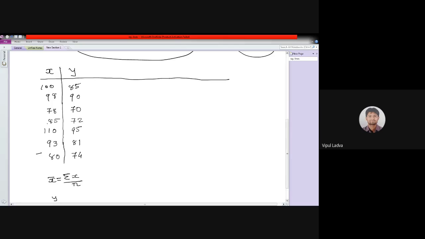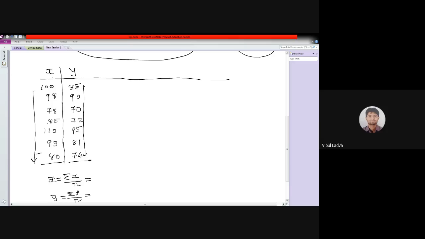For the y bar, we'll be using the formula summation y divided by n. The total of this particular series will give me sigma x. The total of this particular series will give me sigma y. Yes, Mohammed, let me know what the values of sigma x, x bar and y bar are.